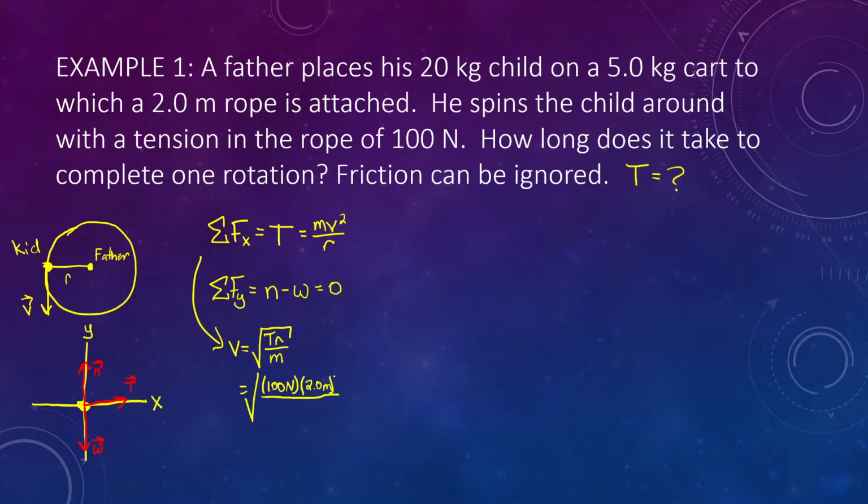Be careful. It's a kid in a cart. They both have a mass, which means we have to take into account the total mass, which is the 20 kilograms of the child plus the 5 kilograms of the cart. I'll write it out in full, so I'll say 20 plus 5, just to be clear. I could just write 25, but it might be more clear if I write this as 20 plus 5. Plugging this in, you will get approximately 2.83 meters per second.